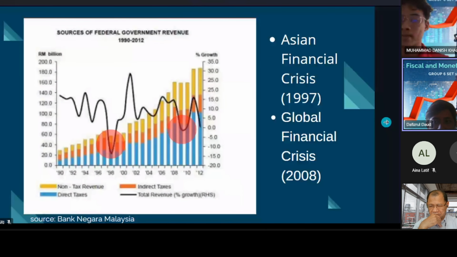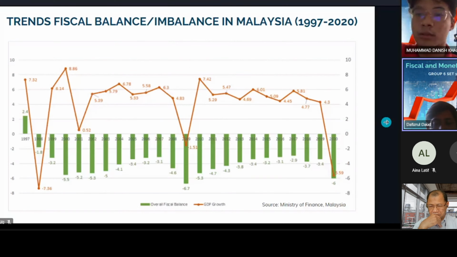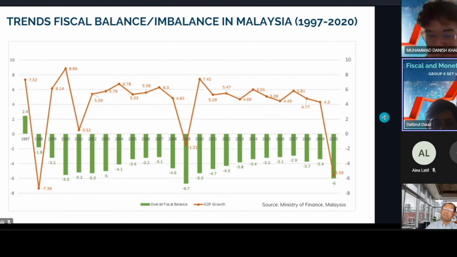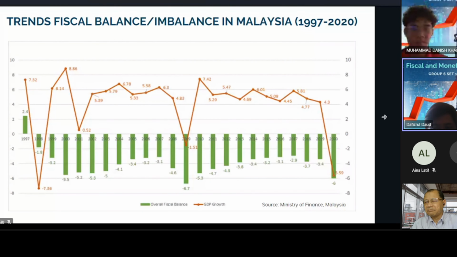Okay, now it is my turn to present the trend of the fiscal imbalance in Malaysia from 1997 to the current year using the graph. I will touch on the important events that happened in certain years only. Firstly, the graph shows that the overall fiscal balance in 1998 recorded a deficit of 1.8% of GDP from a surplus of 2.4% of GDP in 1997.